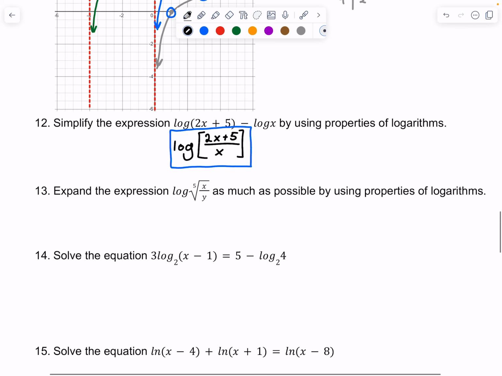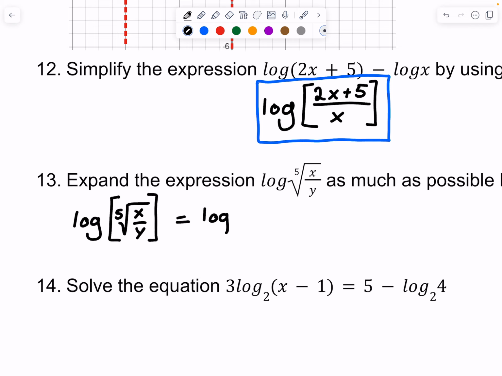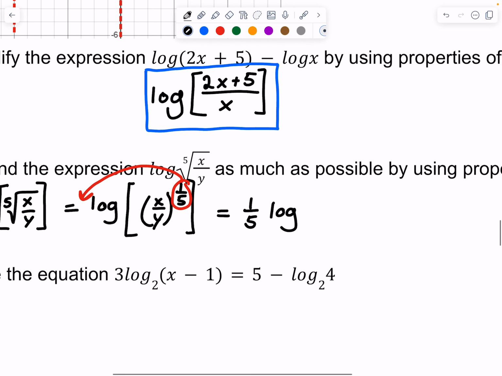This one is a similar idea, but it's going to be the exact opposite implementation. So we've got the log of the fifth root of x over y. And I always like to rewrite my roots as powers because powers are a lot easier to deal with when we're doing logarithms. So the fifth root is the power 1 over 5. And you may remember, you can take this power and move it to the front in a logarithm. So I'm going to have 1/5 times the log of x over y.